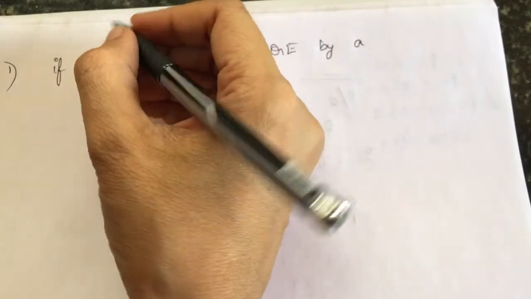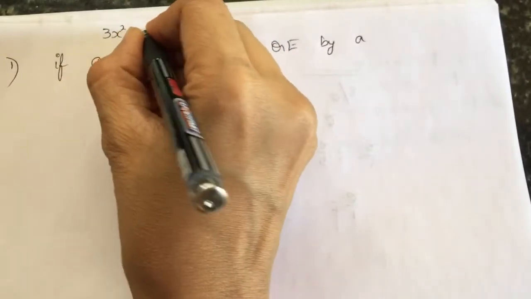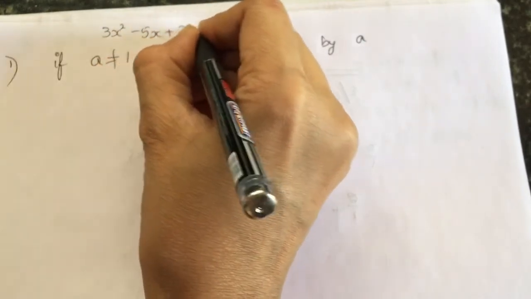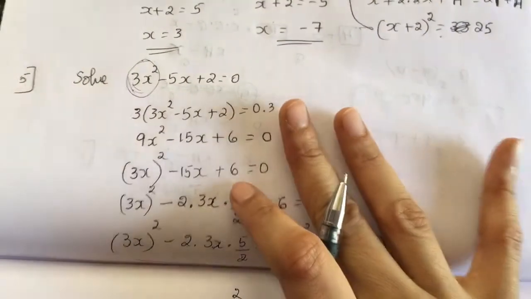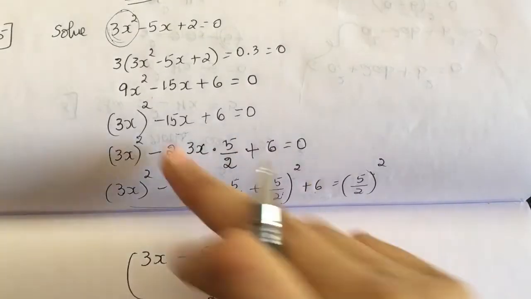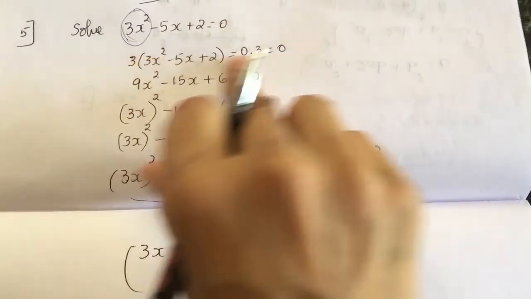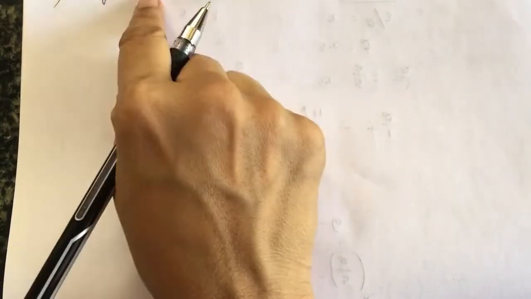Same problem. The problem was 3x square minus 5x plus 2 equal to 0. I solved it using one method. This is also completing square method only. I did it by multiplying here. This is quite a different way. Depending on this a, I'm doing it in another manner.